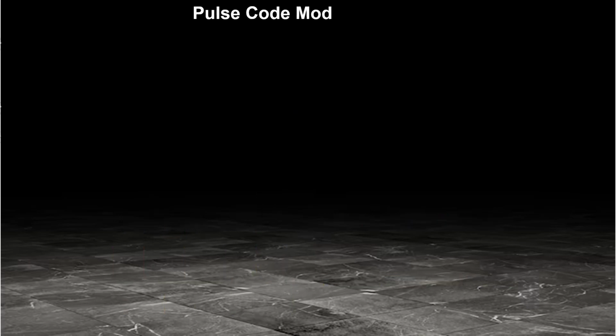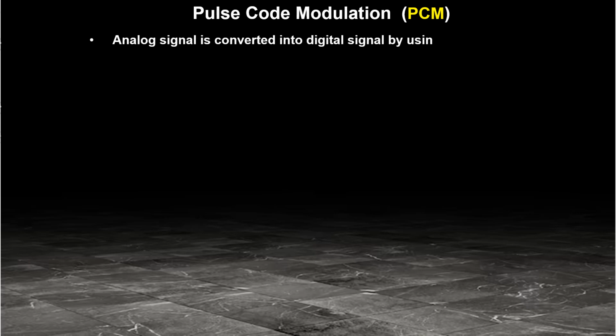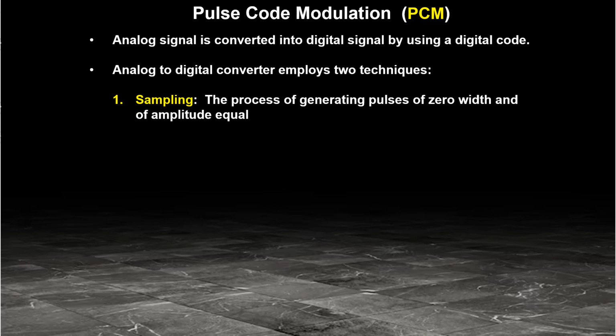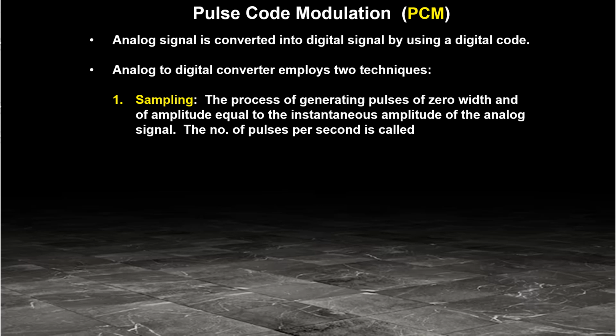Pulse code modulation. Analog signal is converted into digital signal by using a digital code. Analog to digital converter employs two techniques: sampling, the process of generating pulses of zero width and of amplitude equal to the instantaneous amplitude of the analog signal. The number of pulses per second is called sampling rate.